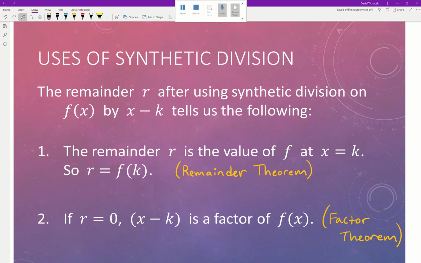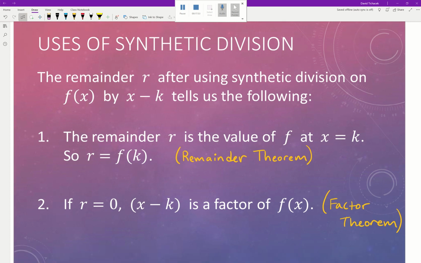So we have two theorems here. One is called the remainder theorem. The other is called the factor theorem. It says the remainder r after using synthetic division on f of x by the factor x minus k tells us a lot of things, right? So first of all, if you do synthetic division, then whatever the remainder is, that is going to be the function evaluated at that number that you used with synthetic division, right? So we'll see a more concrete example of what we're talking about here in a moment.